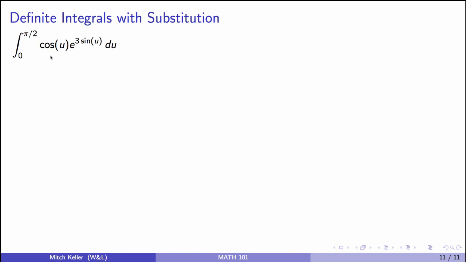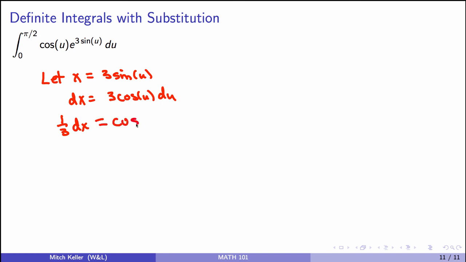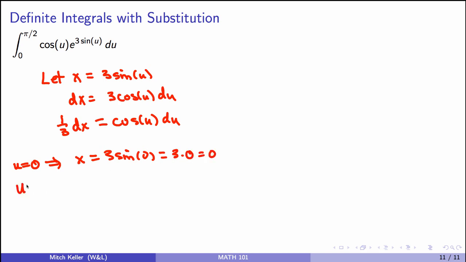Well, let's see, I've got 3 sine u, and cosine u is almost the derivative of that. So let's let x equal 3 sine of u, so then dx is 3 cosine of u du. I've got a cosine u du, but I don't have the 3, so let's move that over. 1/3 dx is cosine of u du. Now I need to change my limits, so u equals 0 means that x equals 3 sine of 0, which is 0, and u equals pi over 2 means that x is 3 sine of pi over 2, which is 3 times 1, which is 3.